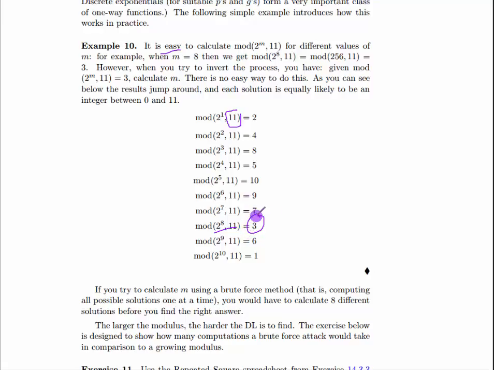All right, so that's the key to the success of this Diffie-Hellman key exchange. The fact that if you know 2 to the m mod p, or if you know g to the m mod p, it's still very difficult to find m. It's difficult to invert the discrete exponentiation function.